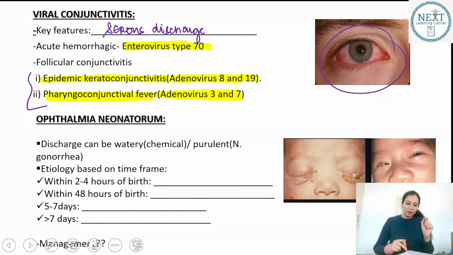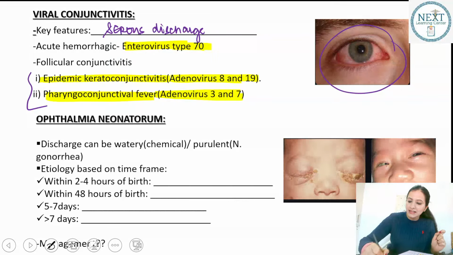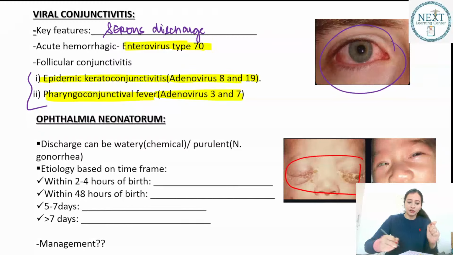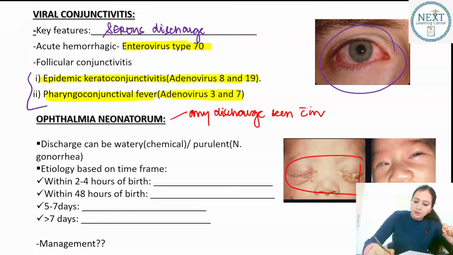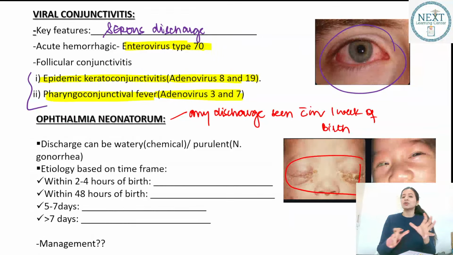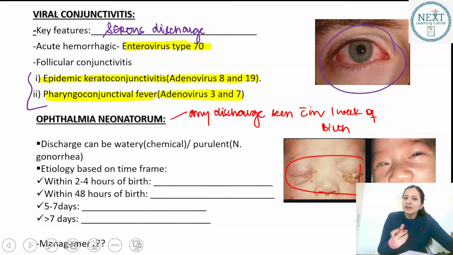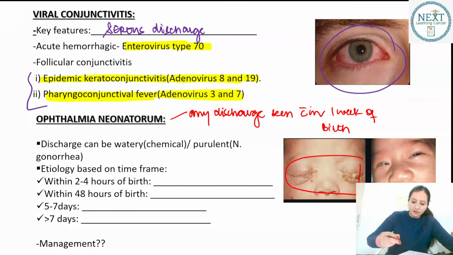Then if we talk about ophthalmia neonatorum, this is what you call as ophthalmia neonatorum. They say that any discharge that is seen within 1 week of birth, that is when you suspect that okay, there is something, this is what you diagnose as ophthalmia neonatorum. Then discharge can be different types based on the causative organism.